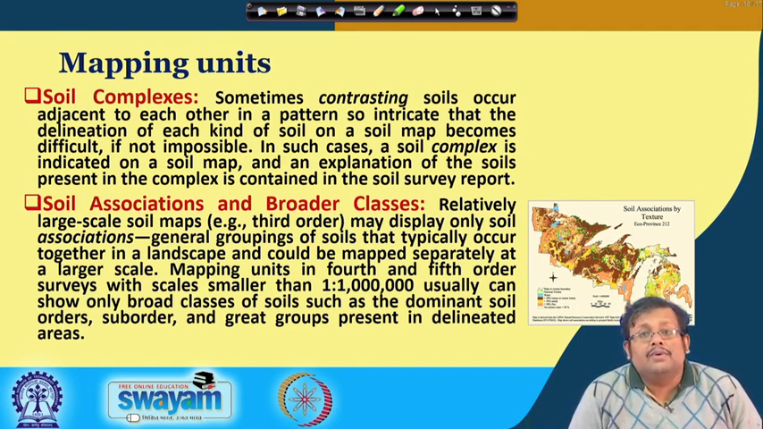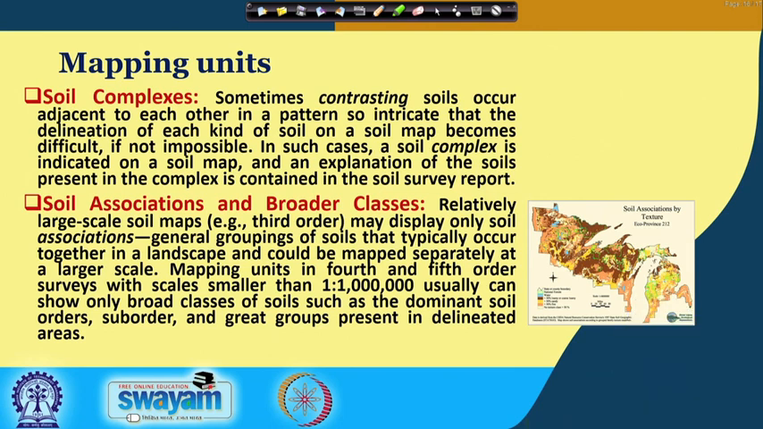Again, when soils with contrasting characteristics occur side by side in a pattern so intricate that it is very difficult for us to differentiate these soils, then we call it a soil complex. In such cases, a soil complex is indicated on a soil map, and the explanation of the soils present in the complex is contained in the soil survey report. Obviously, in the soil survey report, we give the explanation.